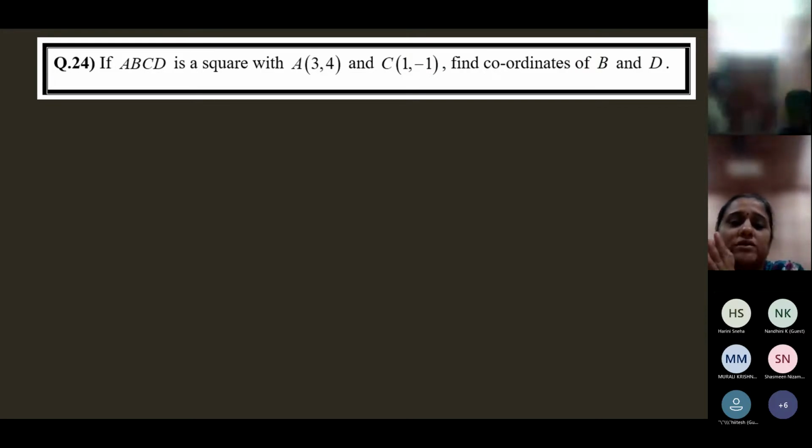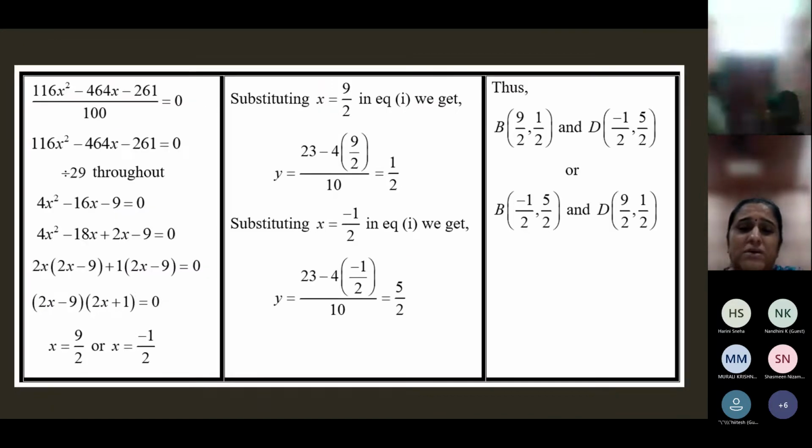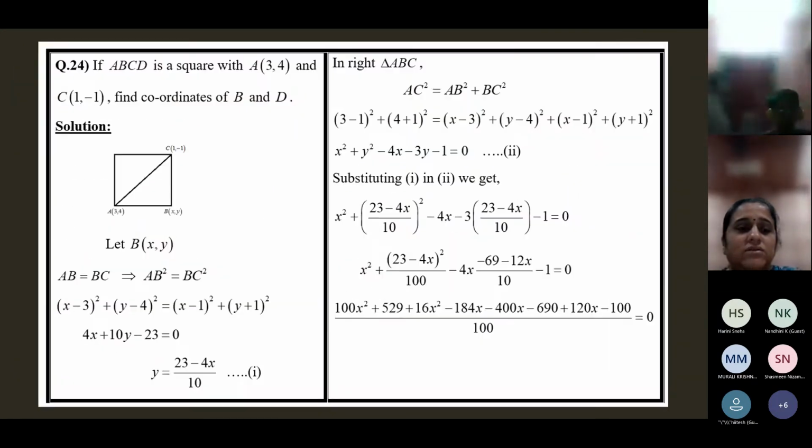If ABCD is a square with A and C given to you, find the coordinates of B and D. ABCD is a square is given to you. So there are 4 vertices, but you know only the address of 2 opposite vertices, A and C. With the help of this, you need to find the coordinates of B and D. Very simple, but it's very elaborate. The working is a little tedious. You'll have to be very careful working this.